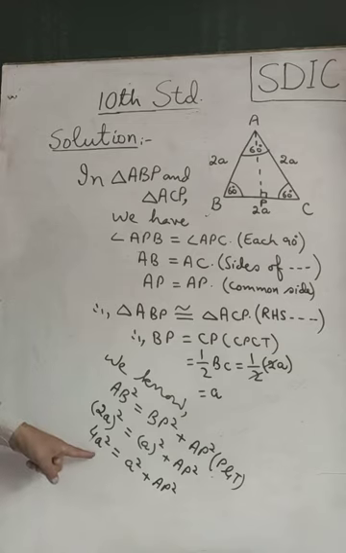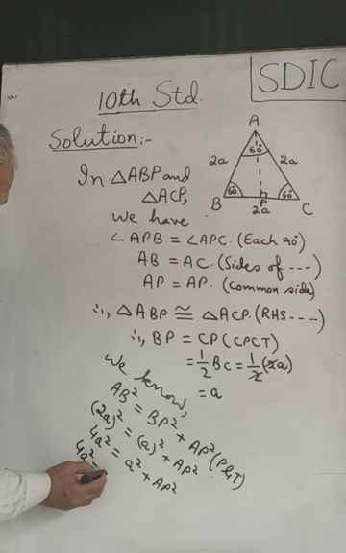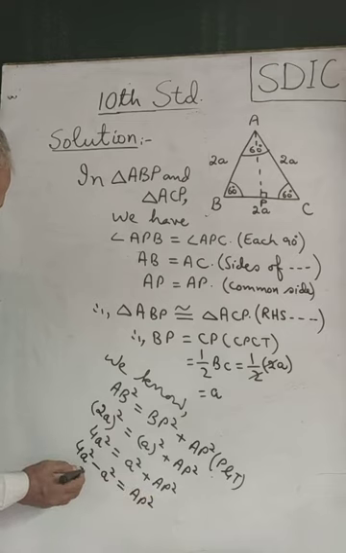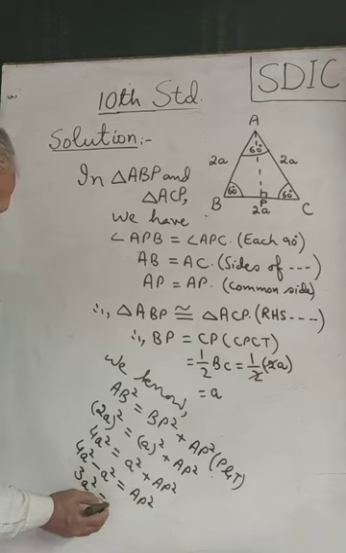To simplify further, there are two like terms. To combine them, you have to transpose. A square will be transposed. 4A square minus A square is equal to AP square. 3A square is equal to AP square.